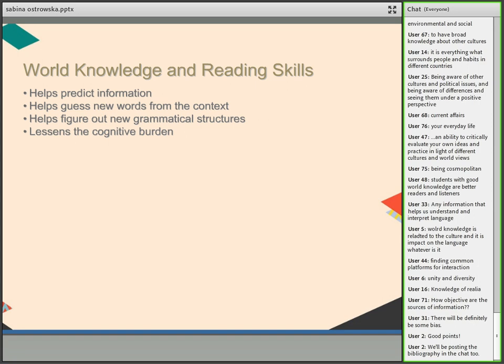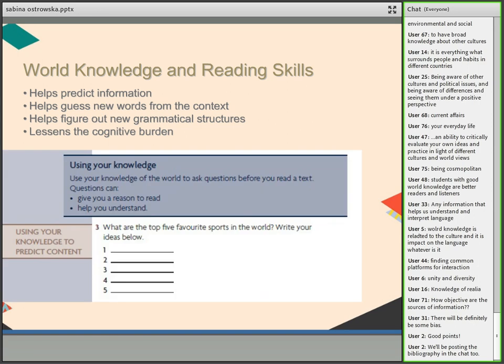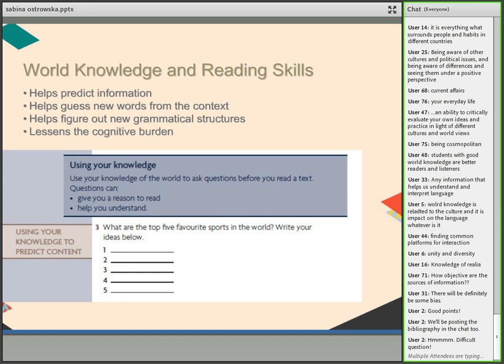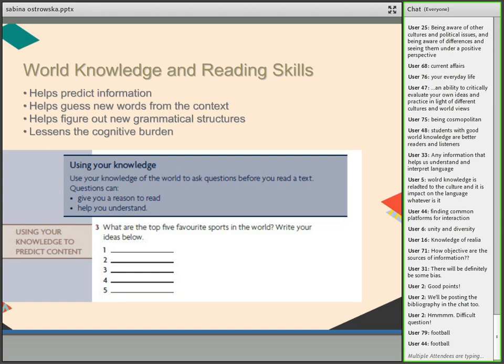So have a look at this activity. What are the top 5 favorite sports in the world? So I want to hear your opinions. Have a think. I want you to guess. Don't Google it. What are the top 5 favorite sports in the world, in your opinion? You can use your chat box to write your votes, please. We'll have a little game here.